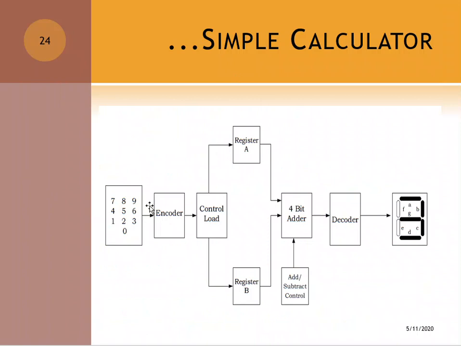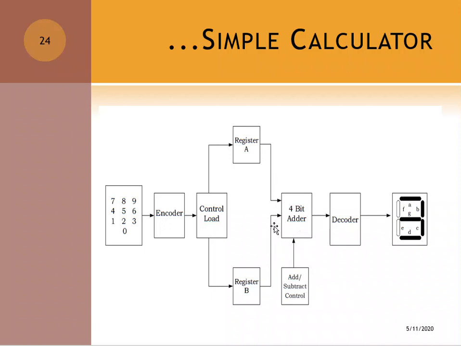Okay. So, ni adalah block diagram untuk simple calculator. Ni adalah keypad calculator pergi ke encoder. Encoder ni pergi ke control load. Control load ni akan menentukan sama ada nak activate register A ataupun register B ataupun kedua-duanya. Then untuk calculation dia akan pergi ke 4-bit adder, 4-bit adder subtractor lah sebenarnya ni. Dia akan ada add subtract control. Kalau add equal to 0, subtract equal to 1.